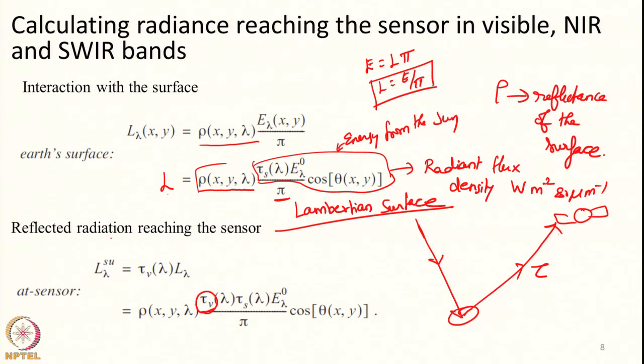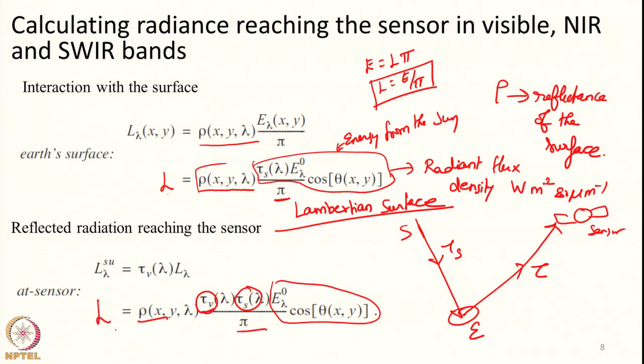So the final reflected radiation reaching the sensor is the energy coming in from the sun, multiplied by tau s, the transmissivity between the sun and the earth, tau v, the transmissivity between earth and the sensor, and the reflectance of the surface divided by pi. So this is the radiance from the target of interest that reaches the sensor.